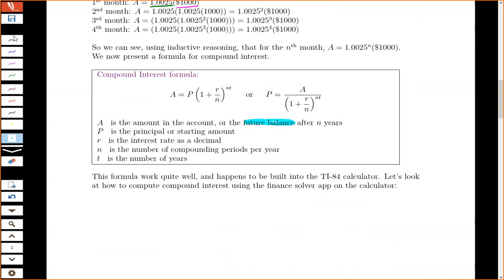Okay, and we have a typo. This shouldn't be after n years, this should be after t years. Okay, so A is the ending amount, or the future balance. P is the starting amount, or the principal, that's why we call it P. Okay, R is the interest rate as a decimal, and we're typically going to have this as an annual rate.